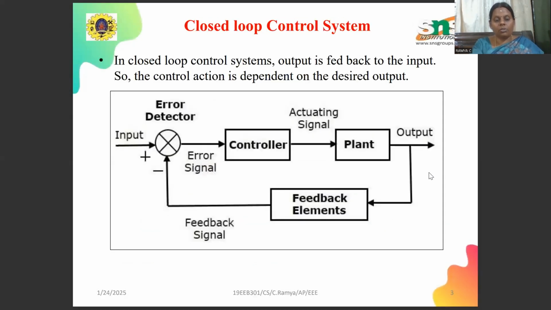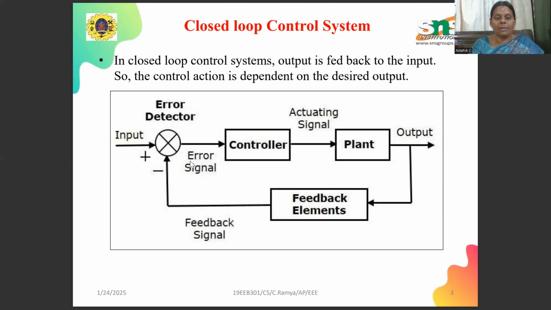Now we are going to the closed loop control system. Here we can see that we have a feedback element, and the feedback signals are produced from it. That is, the output is fed back to the input so that the control action is dependent on the desired output. Here the input signal is given to the error detector, which acts as a comparator. As the name suggests, the comparator has two or more signals: one is the input signal, another is the feedback signal. By comparing these two signals, it produces the error signal.